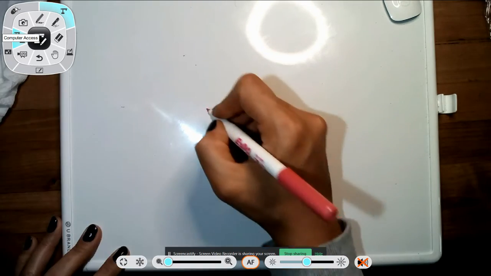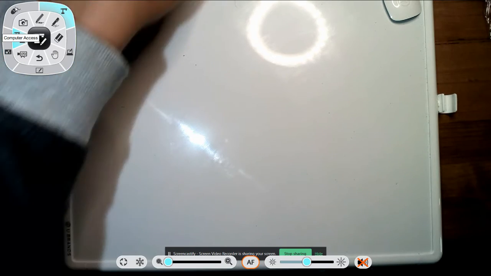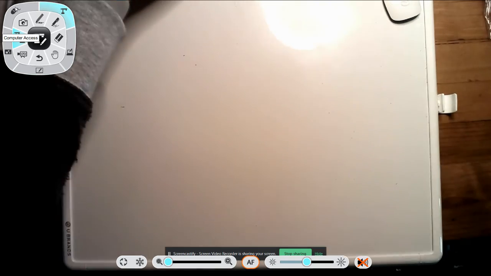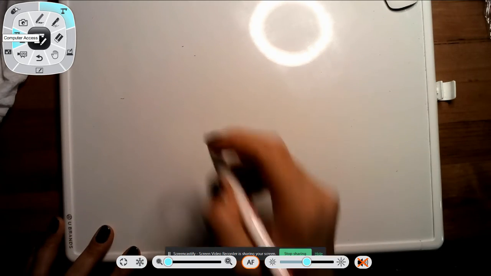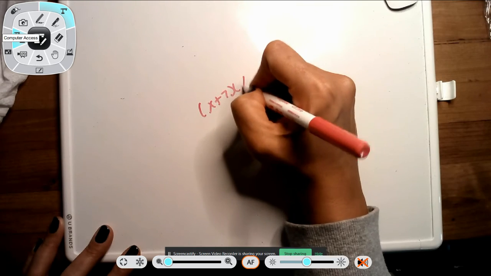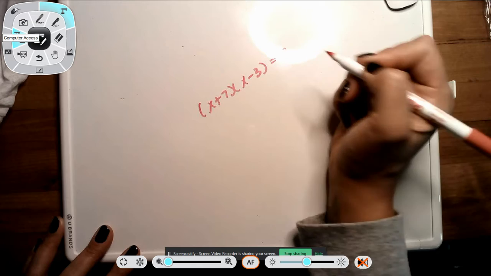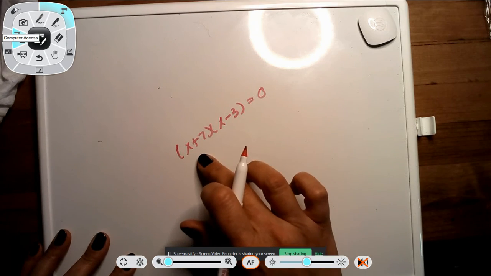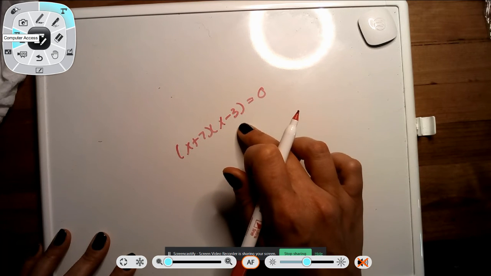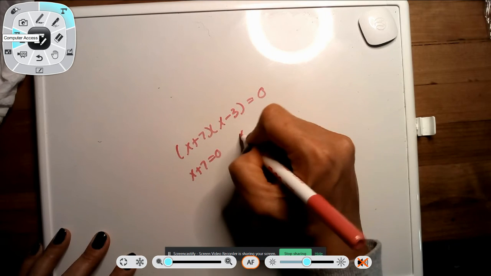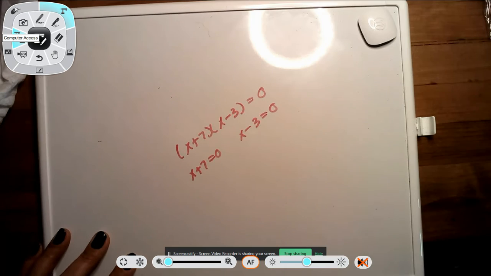Okay, so we did a similar problem in the last video. We did an example like this, where I gave you something along the lines of x plus 7 times x minus 3 equals 0. And we said that by the rule we just stated, one of these two has to be 0 if the answer is 0. So we need to figure out what our possible values are for making that 0.